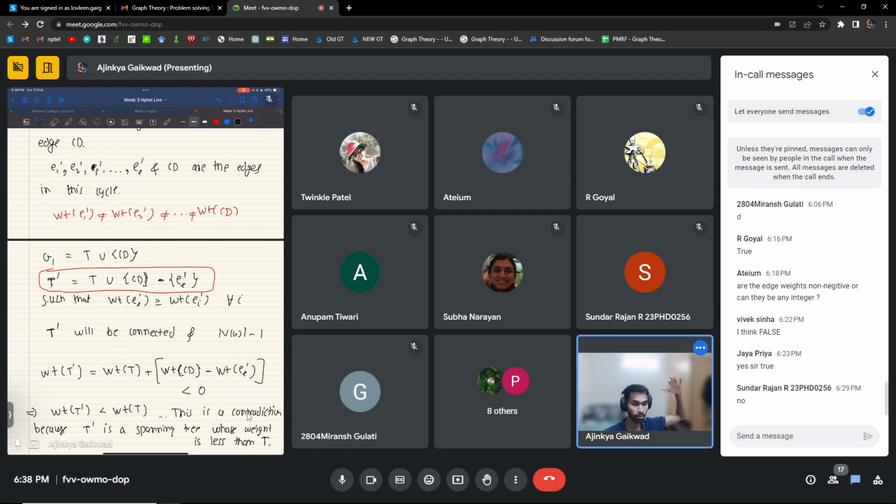I assumed at the beginning that T is a minimum spanning tree with minimum weight. I mean, when I say minimum spanning tree, what do I mean? Spanning tree with minimum weight. That is why we call it minimum spanning tree. Now, I assumed at the beginning that this CD is not there in T. So I have constructed another spanning tree T prime. Here T prime is T union CD minus CL prime.